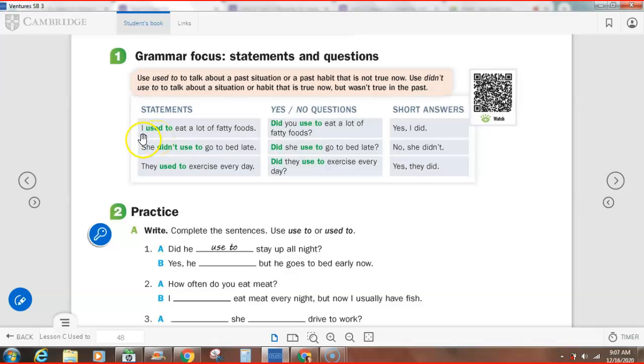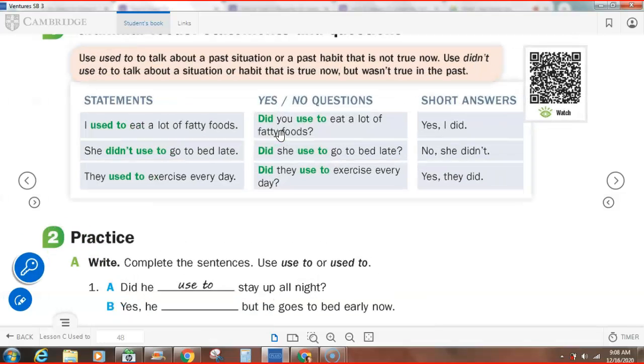Can you read the examples? I used to eat a lot of fatty foods. Good. Did you use to eat a lot of fatty foods? Yes, I did. Good. She didn't use to go to bed late. Did she use to go to bed late? No, she didn't.